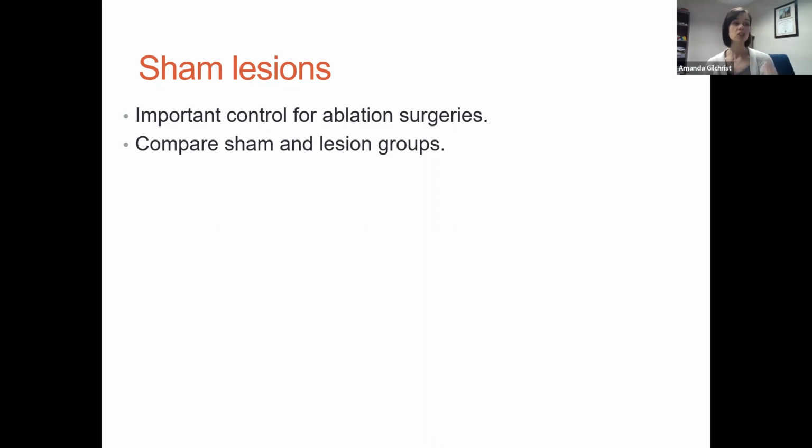So then what you can do is you can compare your sham lesion group with your actual lesion group. And you can see if there are behavioral differences between the two. And if it turns out that your group that actually has the lesion looks differently from the group that has the sham lesion, you can basically conclude that it's not all of those additional surgical procedures that are producing those differences.